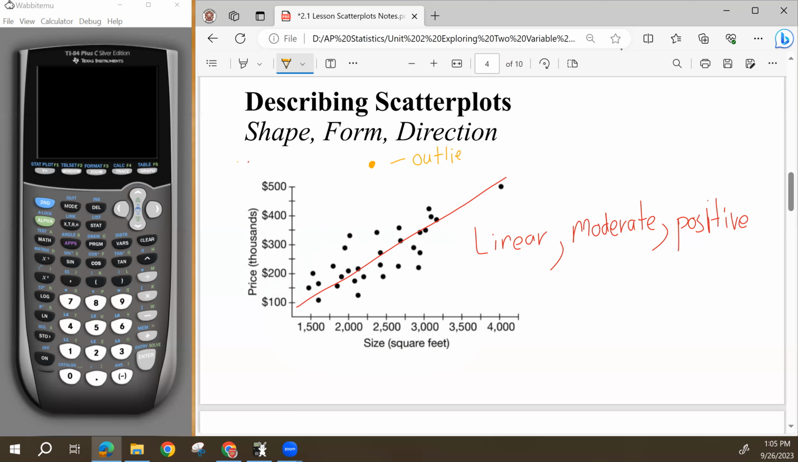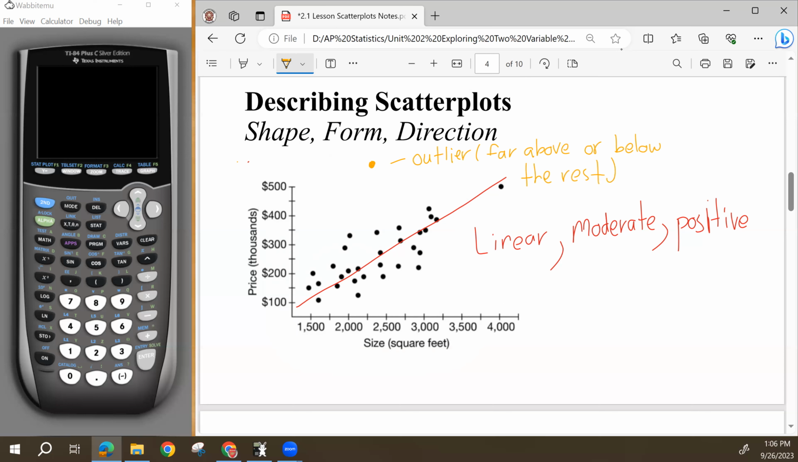And of course, we should speak in terms of potential outliers here. An outlier is something that is far above or below the rest of the data points. And we're going to speak with some more specific language when we get into the next couple of lessons when we talk about linear regression. But an outlier is a point that is far above or below the rest of the data.